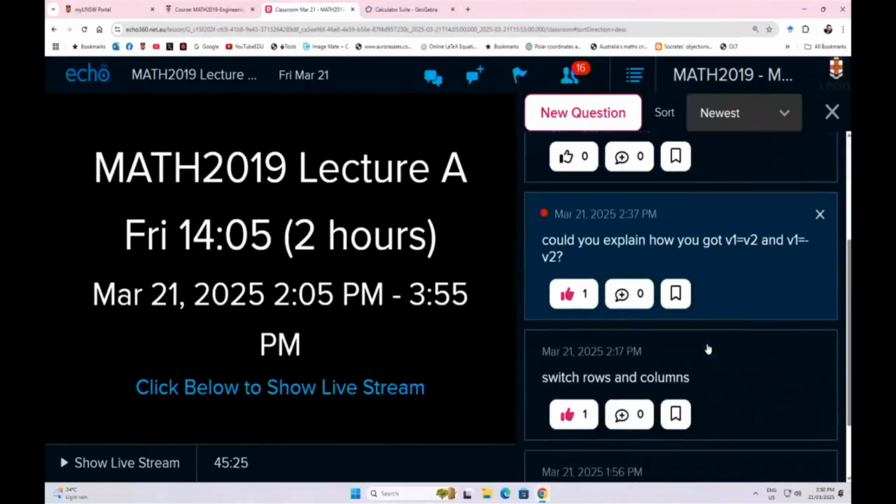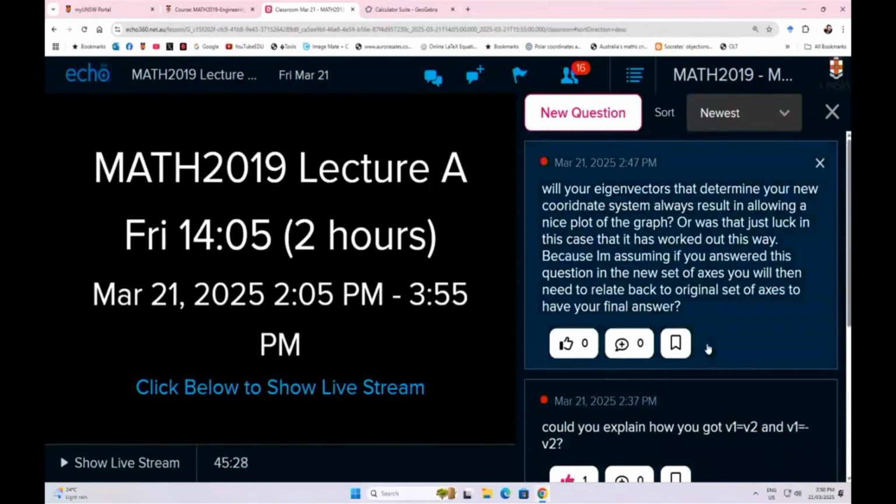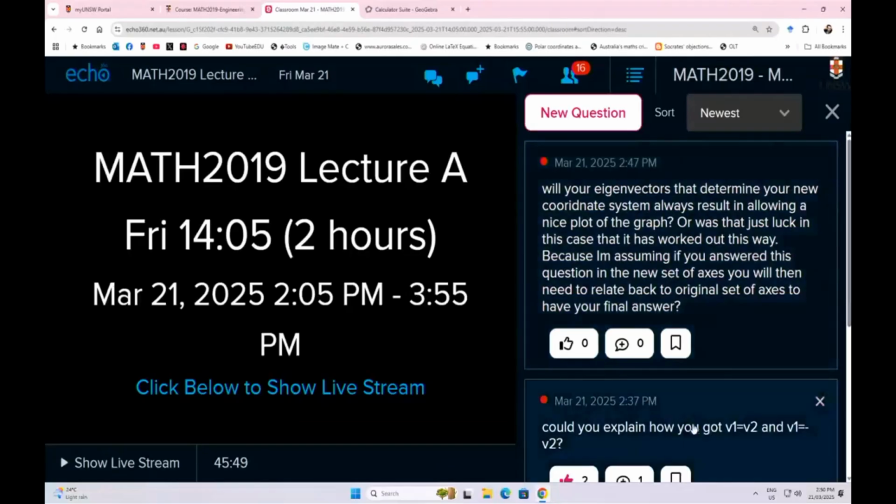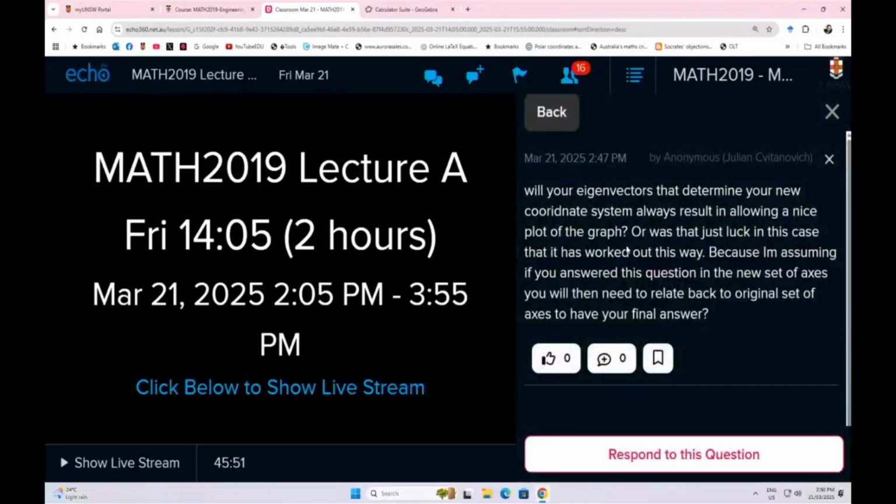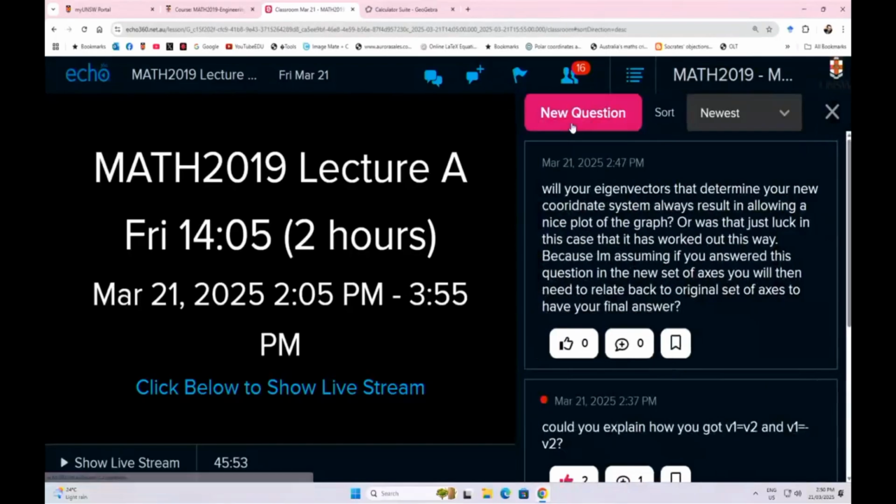Thank you. Switch rows and columns, yeah. All right. So will your eigenvectors that determine your new coordinate system always result in allowing a nice plot of the graph? Yes. And do you know why? That's a brilliant question. No, it wasn't just luck. Okay, let's do some unmasking here. Julian, you rule. Okay, sorry, it's a good question. I want to give you your props. Okay? It's not random, right?